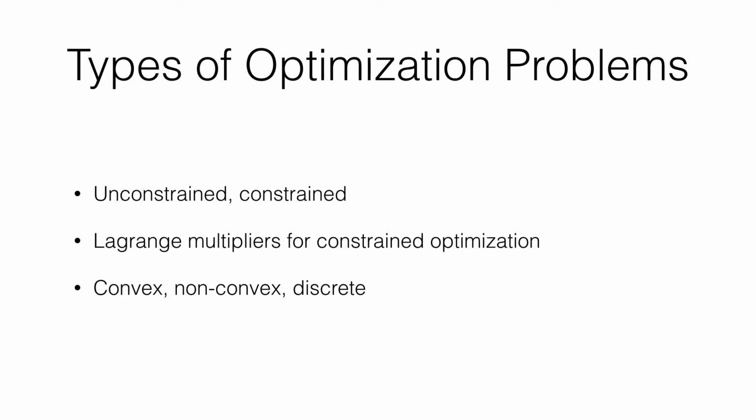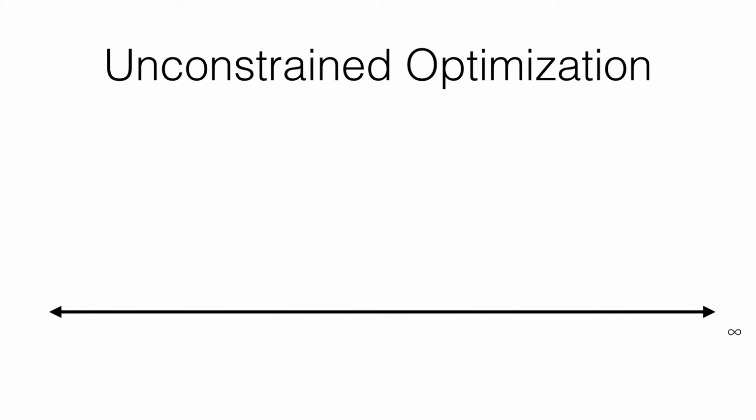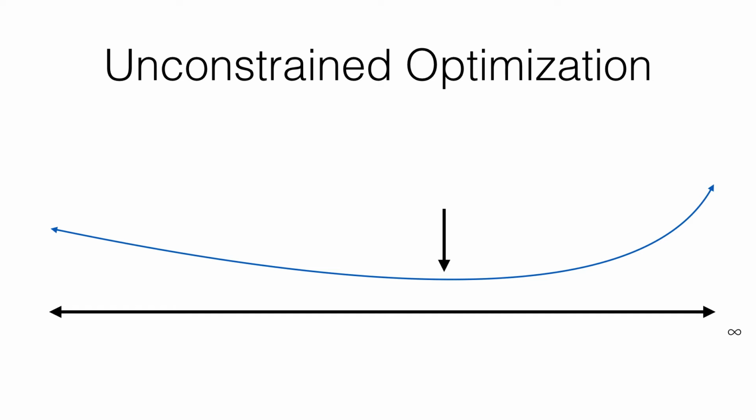So in unconstrained optimization, which is basically the easiest kind of optimization to think about, you might be looking for a solution that is somewhere on the real number line in one dimension. So in multi-dimensions, it's on the real number vector space, but in one dimension, it's just a real number, any real number. And our task may be to find the minimum of some function. So maybe we're looking for this point right here, which is the minimum.